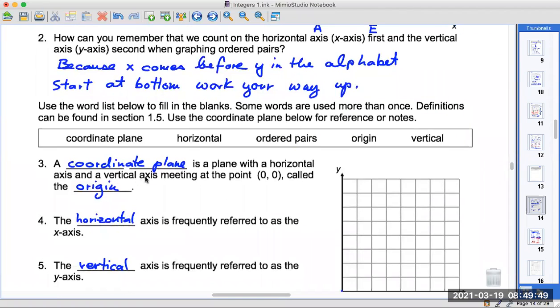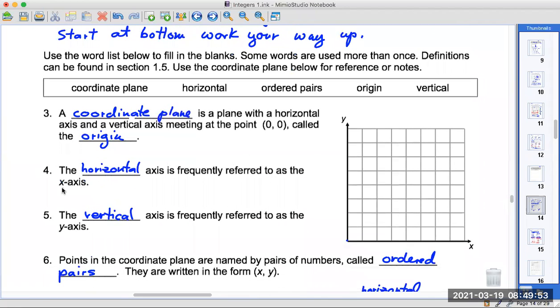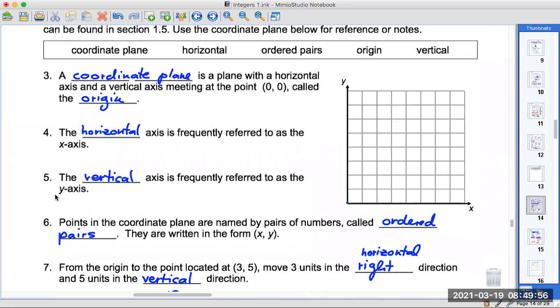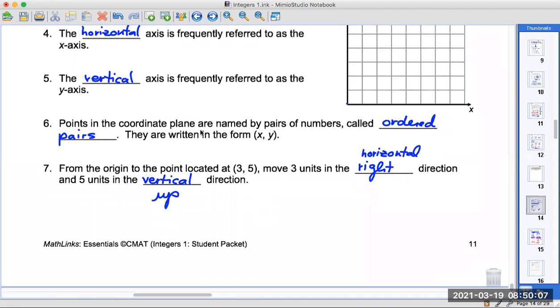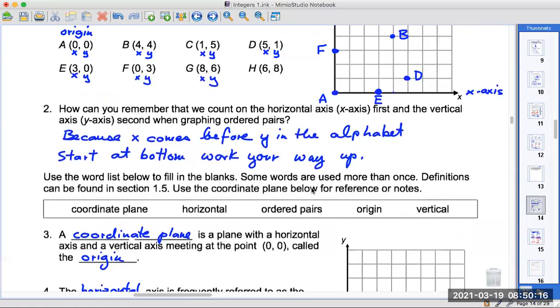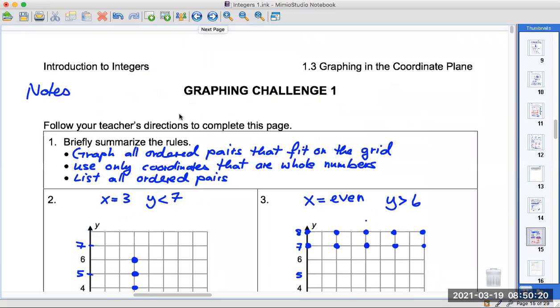So you learned how to plot these points, and then it was just a matter of filling these words in. The coordinate plane, the origin, horizontal axis, x-axis, vertical axis is the y-axis. The points you're plotting are called the ordered pairs because they have an order. X comes before Y. And then it tells you where to start. You start at the origin and you always move to the right and then up. So that was page 11. You should have that as notes. And I'm moving on. We did this in class as well.